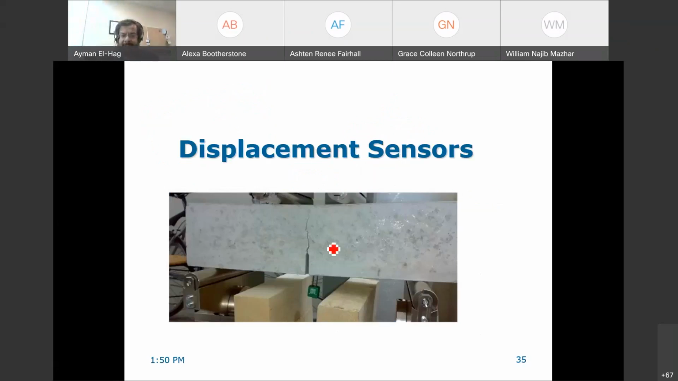Now, these displacement sensors are used, for example, to measure the tilting or the damage that happened in this slab of cement. You are applying a load on it and it starts to yield or start to deform. So you are measuring this deformation using this displacement sensor.